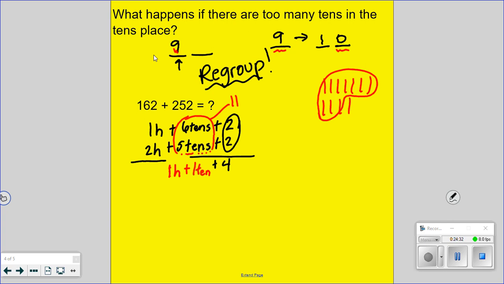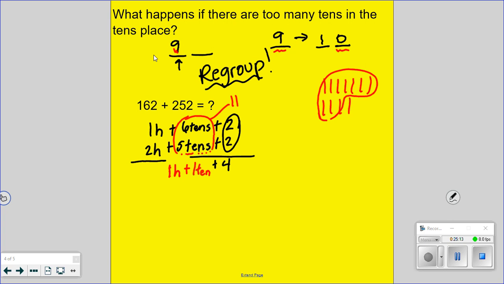Can someone explain what I just did? You seem like you got it. What did I just do? You regrouped, made a 100, and put it in the hundreds place, and then you used your leftover 10 to make tens and ones. Arik said, I regrouped. I love that language. I regrouped my 11 tens to make a 100 and 10 left over. So far, so good? All right, let's look at our 100 plus our 200.